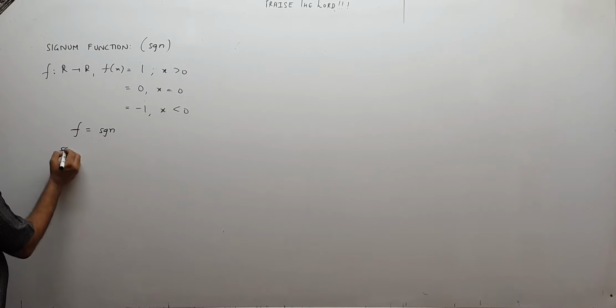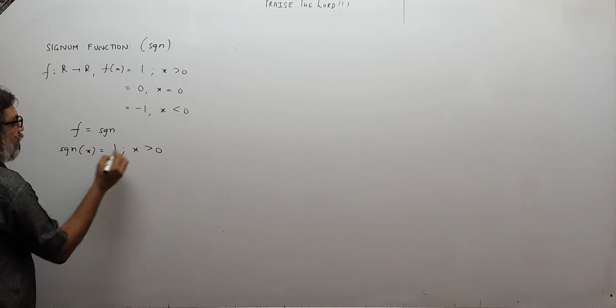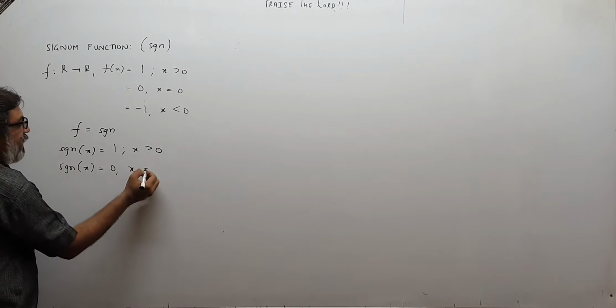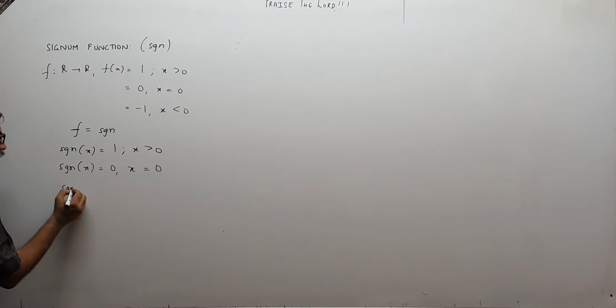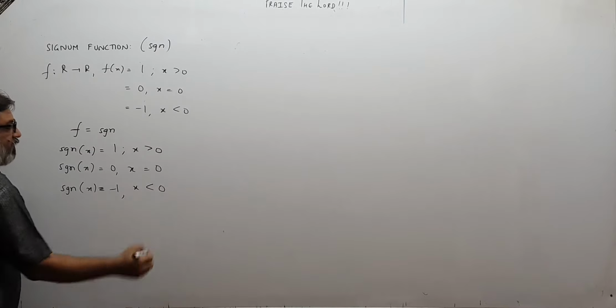So that means signum of x is 1 when x is positive. Signum of x is 0 when x is 0. And signum of x is -1 when x is less than 0.